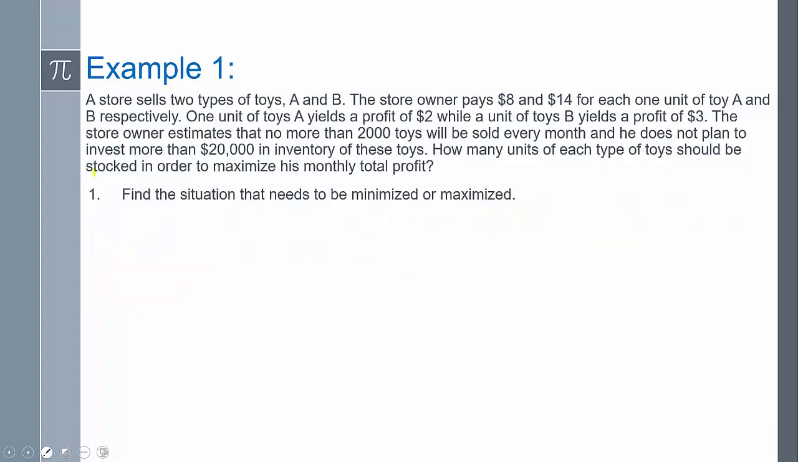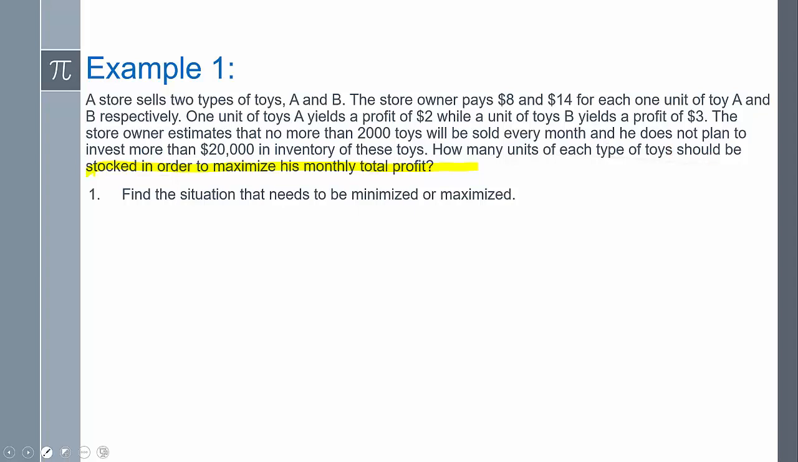All right, let's take this apart. So the first thing we said for linear programming was to find the situation that needs to be minimized or maximized. And so typically, that's what it's asking us to do. Now, if you notice, the very last part of this paragraph says how many units of each type of toy should be stocked in order to maximize his total monthly profit. Okay, and so that right there, that's going to be my first step.